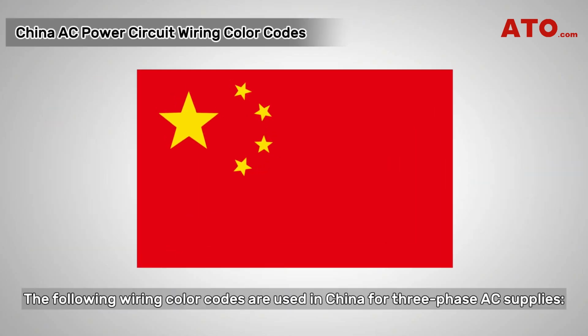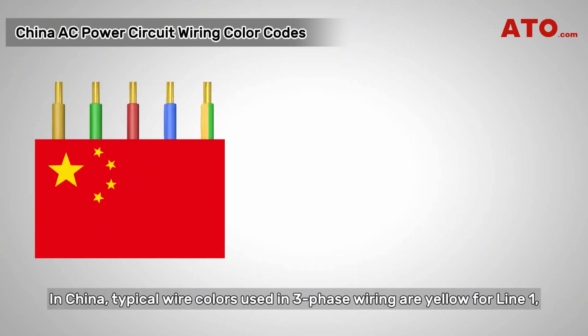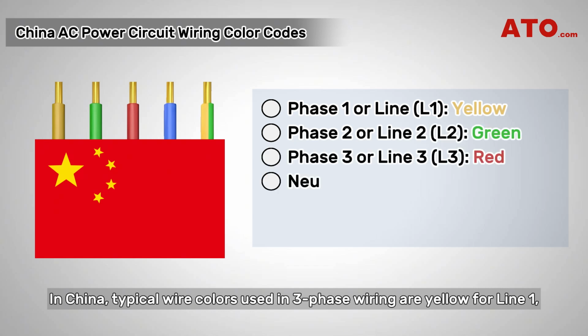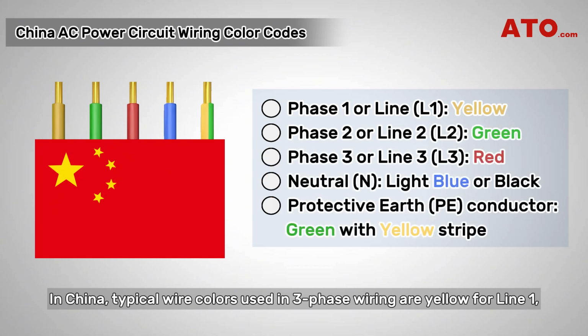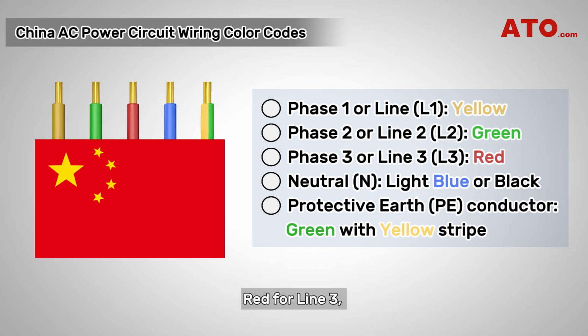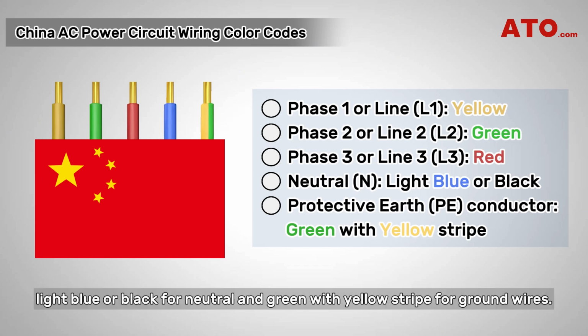The following wiring color codes are used in China for three-phase AC supplies. In China, typical wire colors used in three-phase wiring are yellow for line 1, green for line 2, red for line 3, light blue or black for neutral, and green with yellow stripe for ground wires.